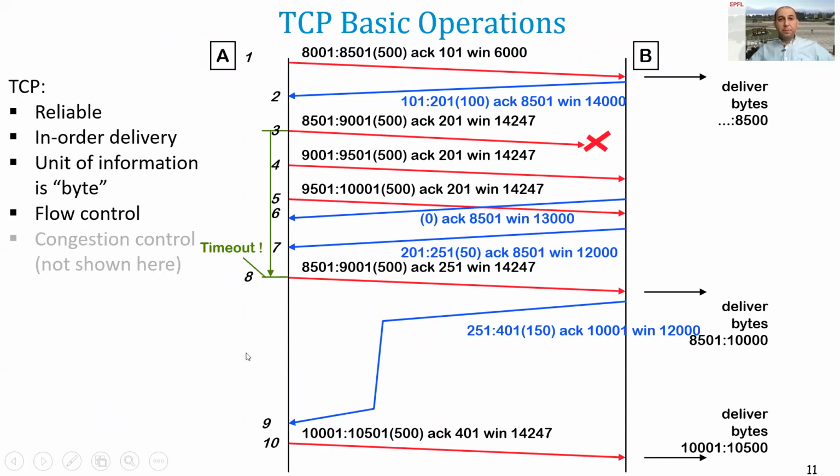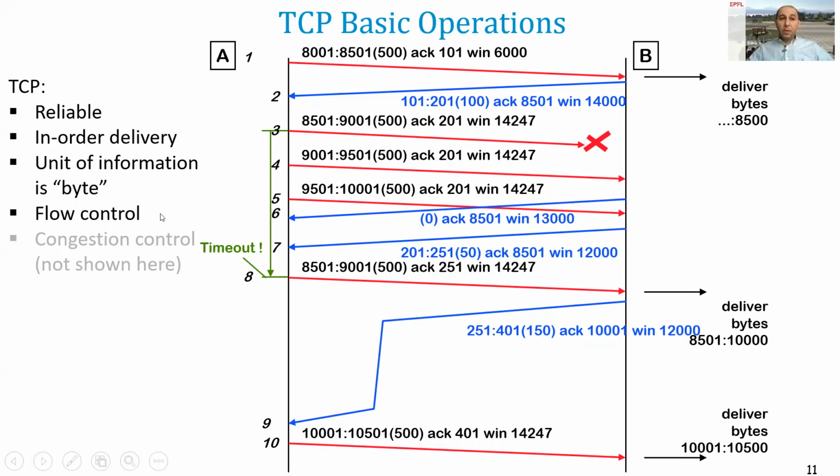Now we move to TCP. TCP is actually much more complex than UDP. First of all, we'll start with some basic operations of TCP. Through this very simplified diagram, we'll show some properties of TCP. The first property is reliability. The second one is in-order delivery. The third one, the unit of information, is the byte and not a message like with UDP.